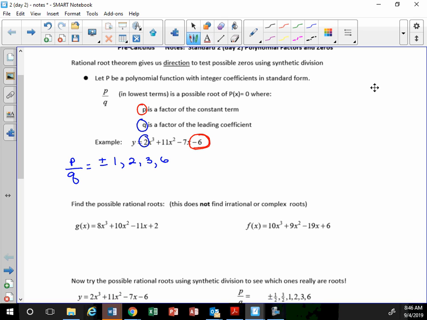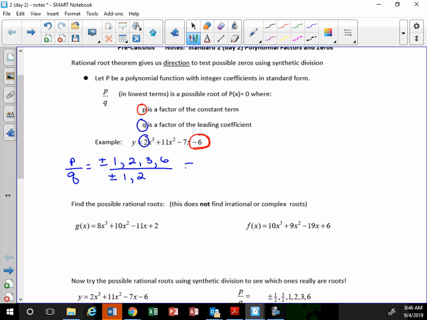Over the factors of your leading coefficient. So our leading coefficient was 2. What are the only factors? 1 and 2. Nailed it. Good work. What about -1 and -2? Does that work? Yes. Okay. So we still have the plus or minus. So every time you're going to have plus or minus in front.